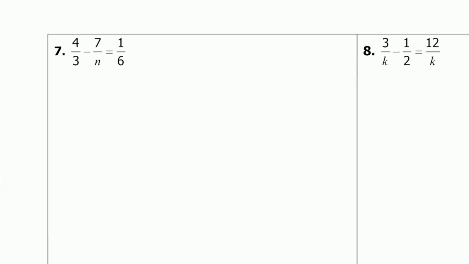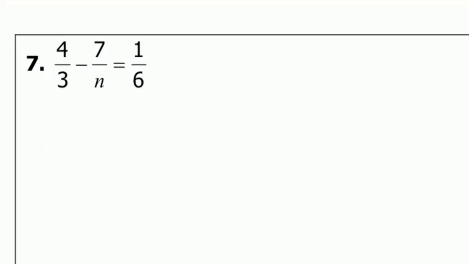We move on to the next type of questions where, in this case, I do not have two fractions equal to each other. On the left side of my equal sign, I have two parts. I have 4/3 minus 7 over n. And on the right side, I just have 1 over 6. So we can condense the left side to be one fraction, or we can get all of our denominators to be the same thing. So we'll do one way for one, and then we'll do another way for another question.